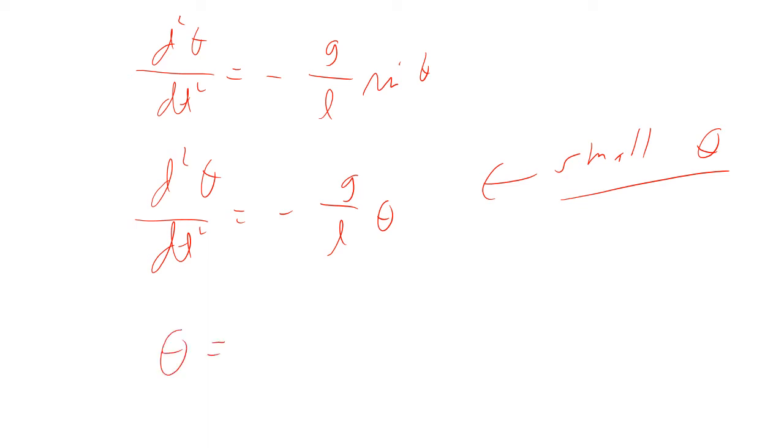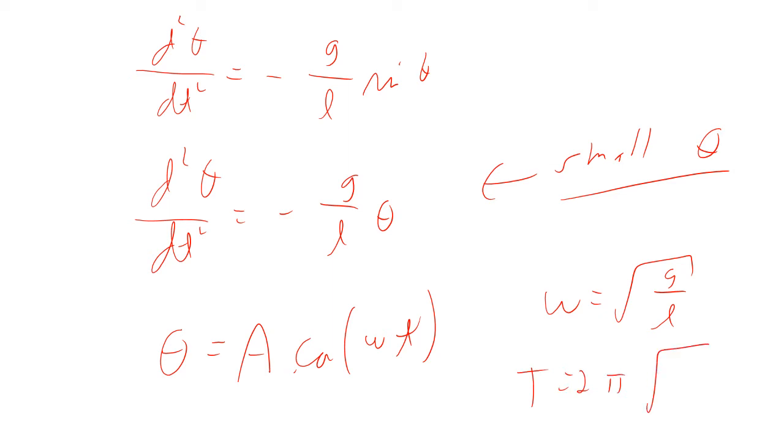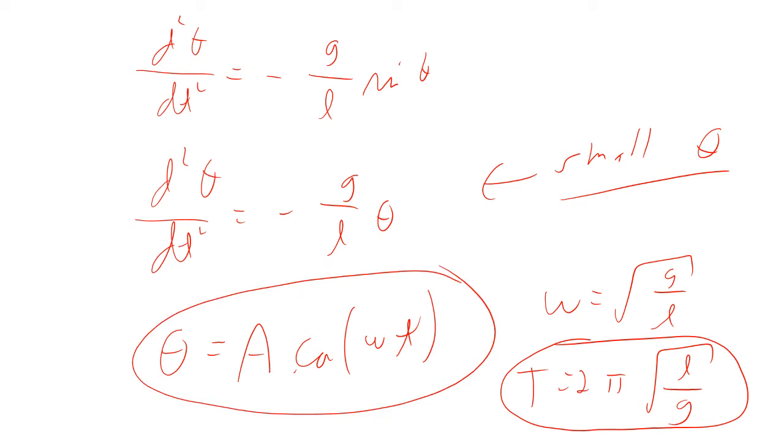Now that differential equation's solution is theta equals some amplitude times the cosine of omega t, and omega is going to be the square root of g over L. So that means the period is going to be 2π times the square root of L over g. And so the period of a pendulum depends only on the length of the pendulum and on g.